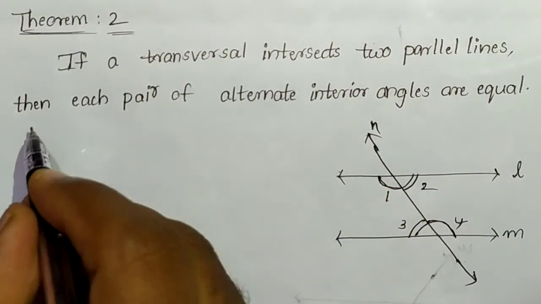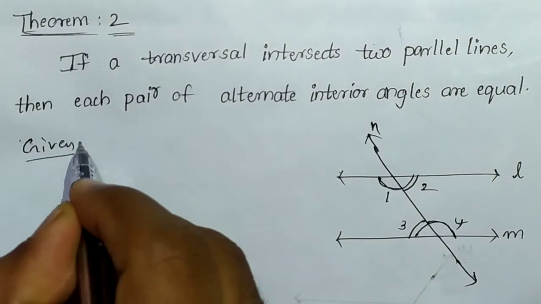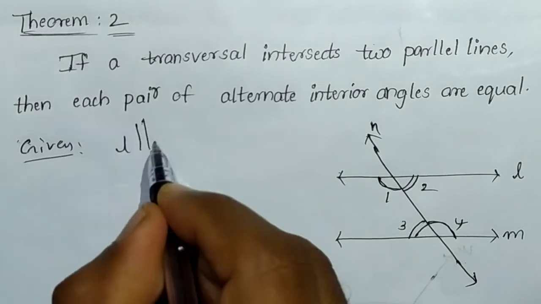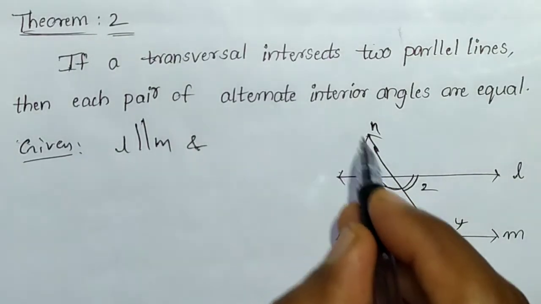So first write the given. What is given? L is parallel to M, these two lines are parallel, and N is the transversal.